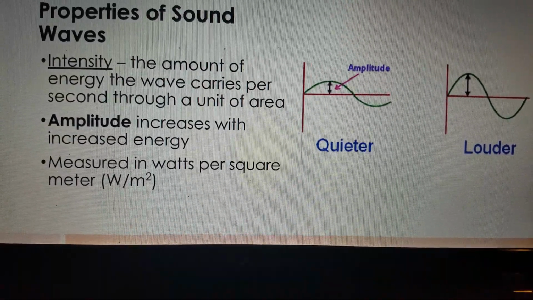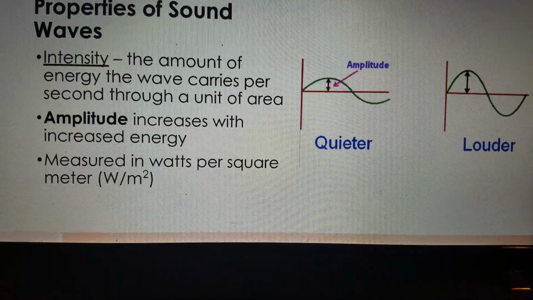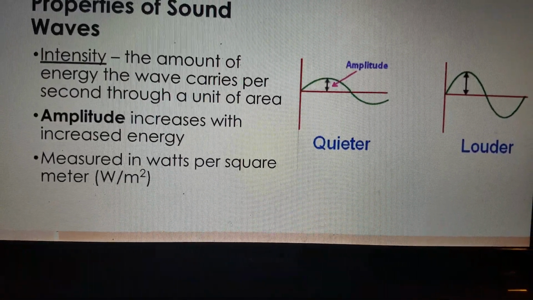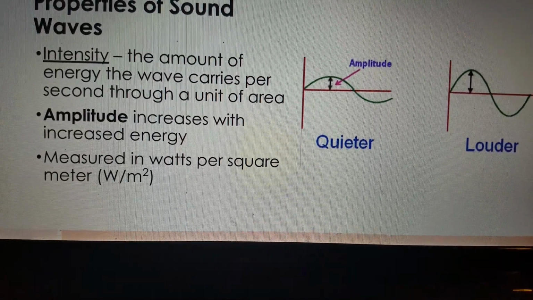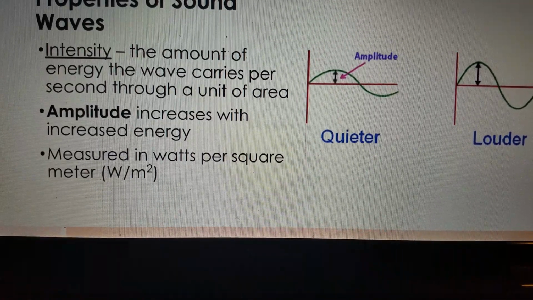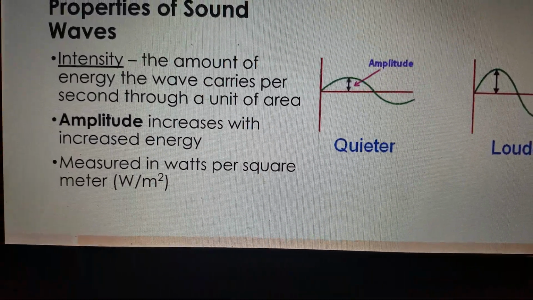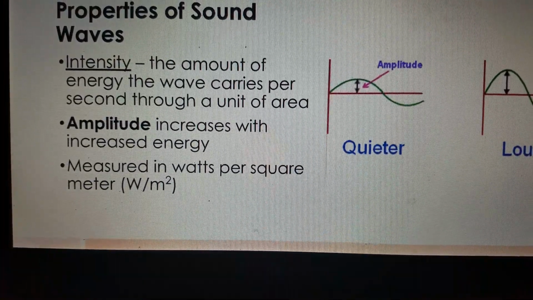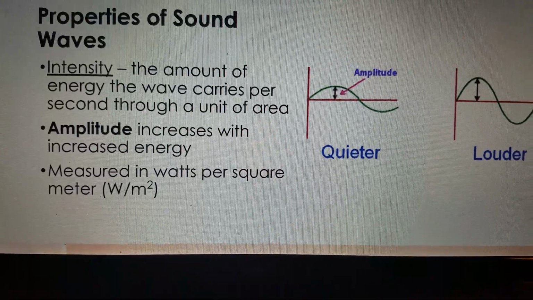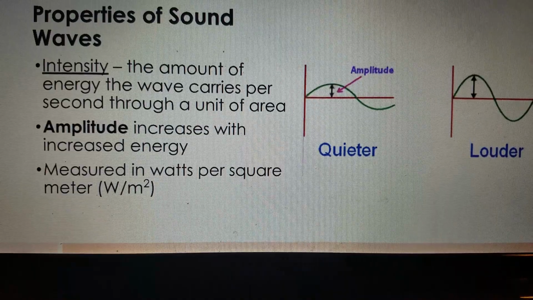And we can see how much energy a particular wave has by looking at its amplitude. And remember that the amplitude is the distance from that middle resting position to the highest point of the wave. So as amplitude increases, energy increases. And we measure this amplitude, this energy, in watts per square meter.